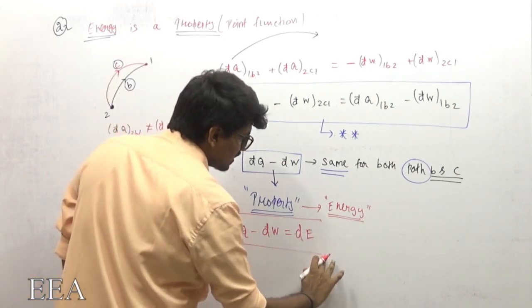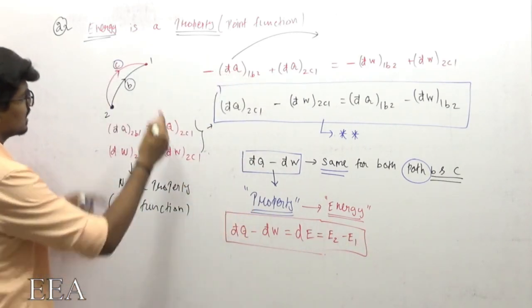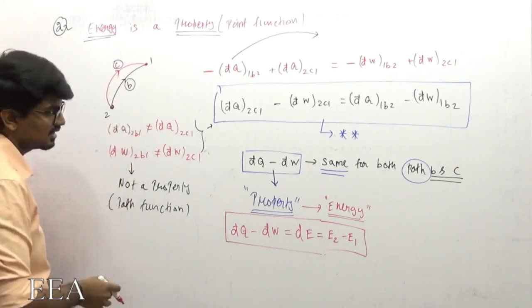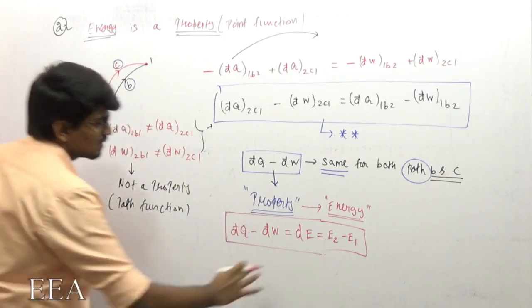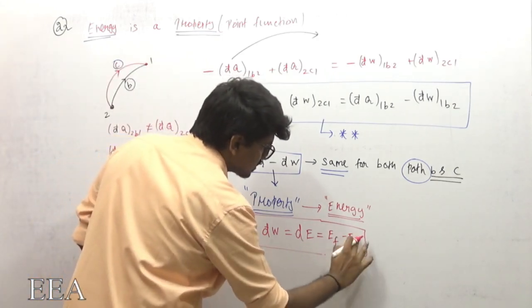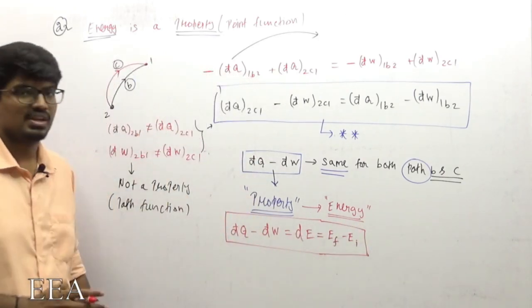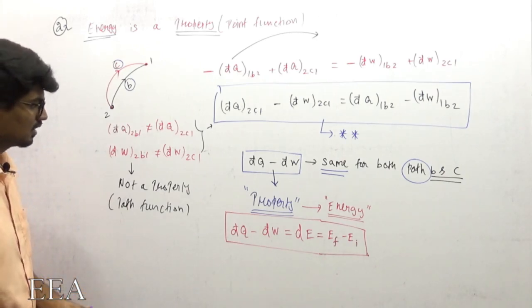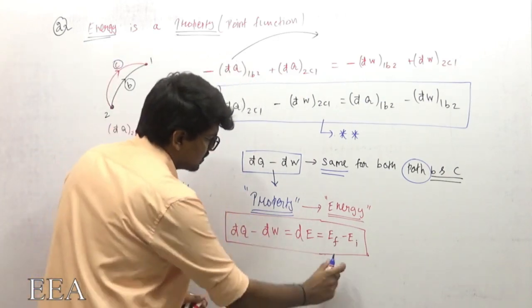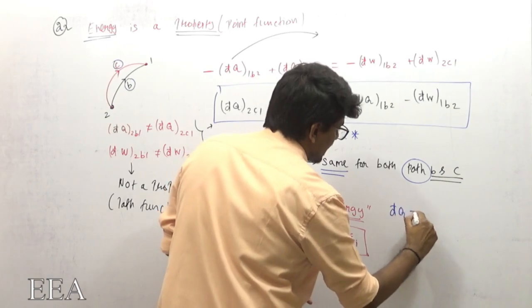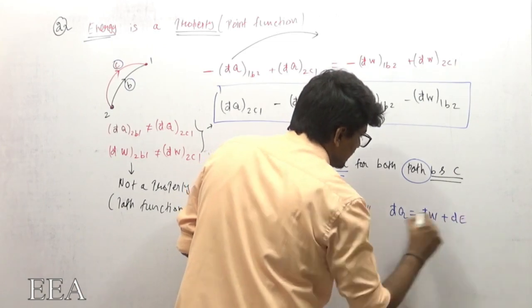And I don't need to integrate dE. This dE is nothing but E2 minus E1, since it's a point function, which is the difference of final state and initial state. In this case E1 is the final state and E2 is the initial state, but I am writing it generally: final minus initial. So dE can be written as E_F minus E_I. Now this equation can be modified by taking d'w to the other side. So d'q is equal to d'w plus dE.